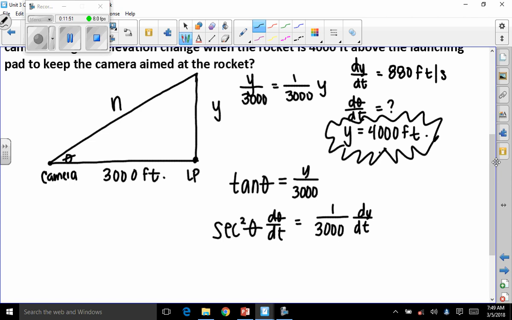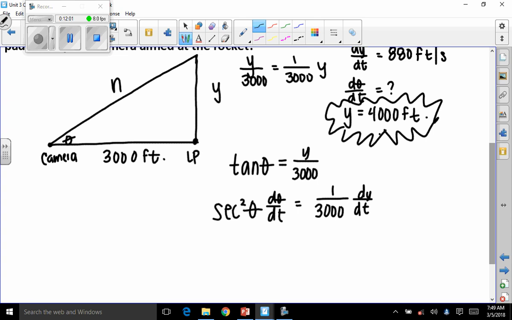Okay? So now let's plug in what we know, and then we'll figure out what we still need to know to solve for d theta dt. So tell me what we know. Dy dt is 880. So we know this side is really 880 over 3,000, or if you want to reduce that, then you can do so. 22 over 75. That's a lot prettier than 880 over 3,000. So I'm going to go with that.